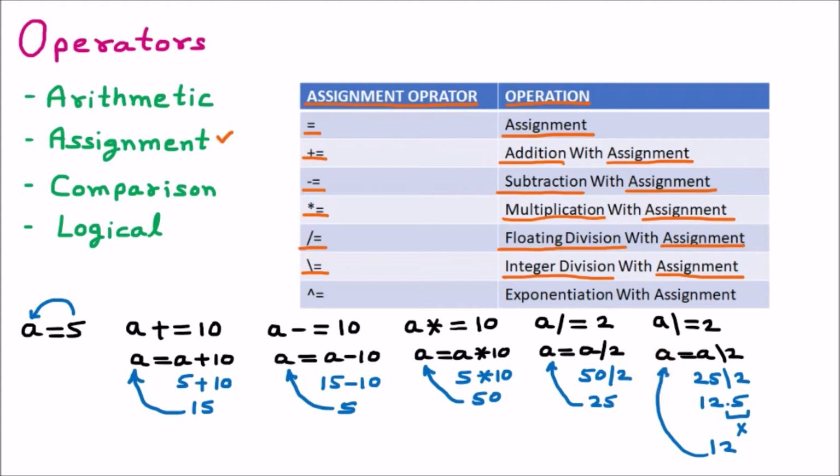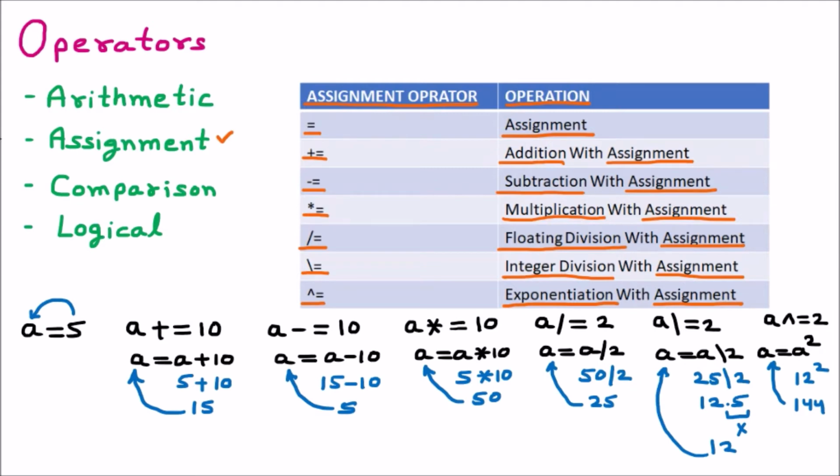The next operator is power equal to, that is exponentiation with assignment. Let's say we write a power equal to 2. The meaning is a is equal to a raised to the power 2, and the value of a is 12. So 12 raised to the power 2 will be equal to 144. So this 144 will be assigned to a. These are all the assignment operators, where we are assigning certain values to the variable.